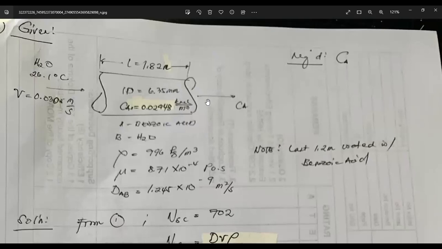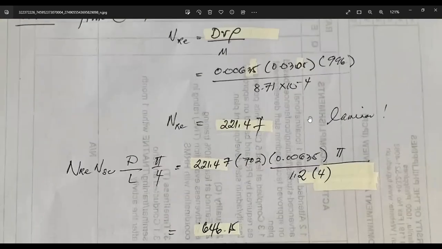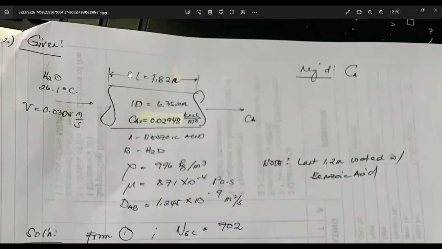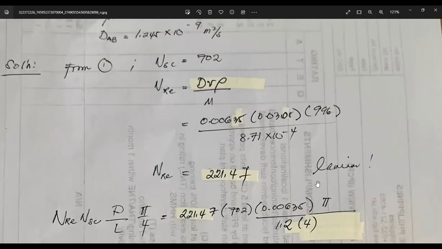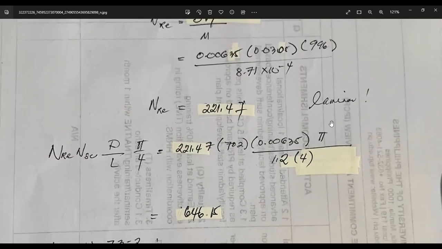Take note that the length you use here is 1.2, not the entire length of the pipe, which is 1.82. Diffusion, or mass transfer, will only occur on the coated part of the pipe.